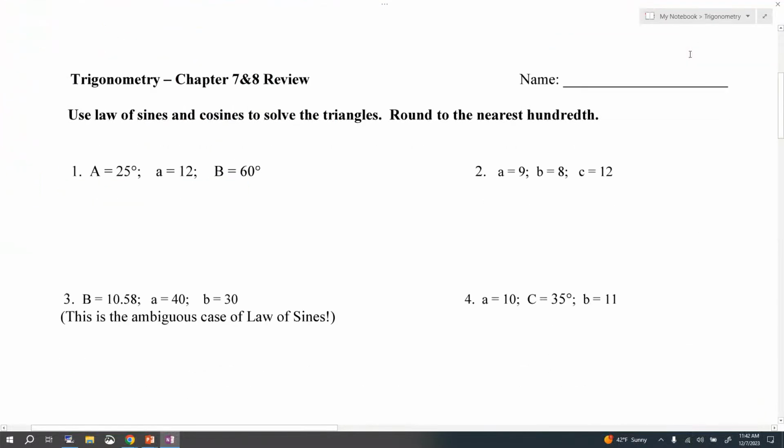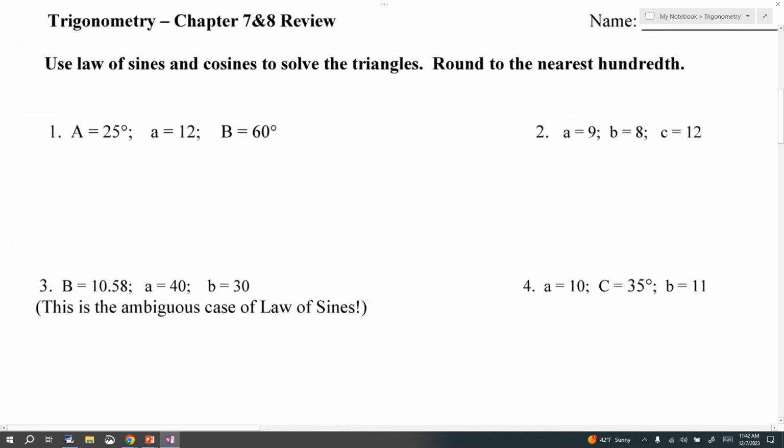So let's get through this quickly. There's three major parts to this test. First part's law of sines, cosine. Second part is vectors. Third part is polar coordinates.